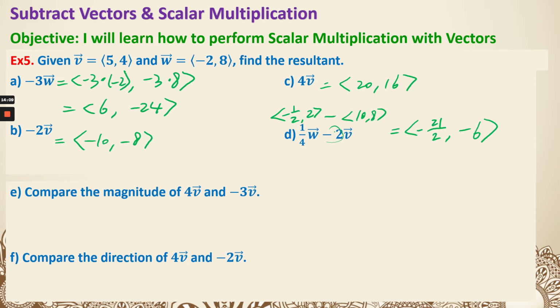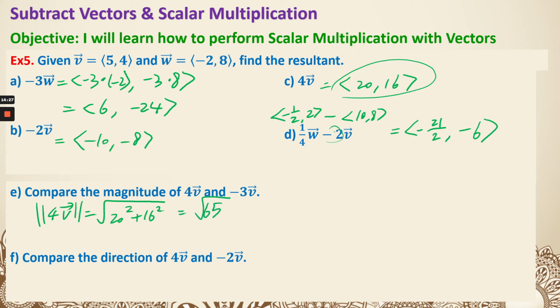Compare the magnitude of 4b and -3b. Let's calculate it out. We already have 4b right here. So the magnitude of 4b is going to be the square root of 20 squared plus 16 squared. That is going to give us a square root of 656.